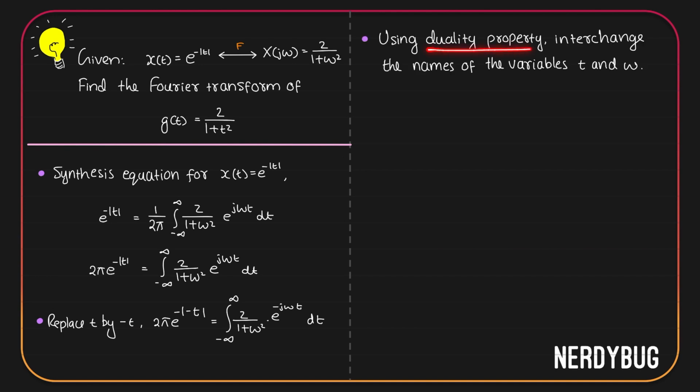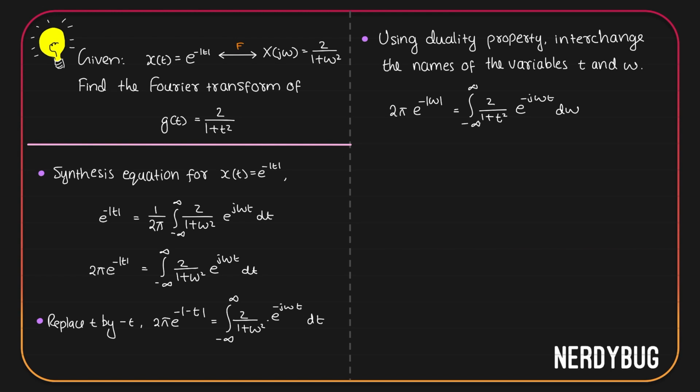Now let us use duality property and interchange the names of the variables t and omega. Instead of t, we'll take omega, and instead of omega, we'll take t. So the left hand side becomes like this: 2 pi e raised to minus mod of minus omega, that is just mod of omega. This is equal to integral from minus infinity to infinity 2 by 1 plus omega square becomes t square, e raised to minus j omega becomes t, t becomes omega. So the product is still omega t, dt becomes d omega.